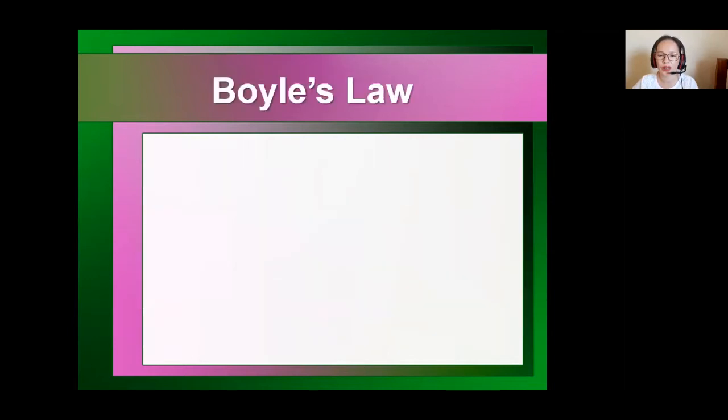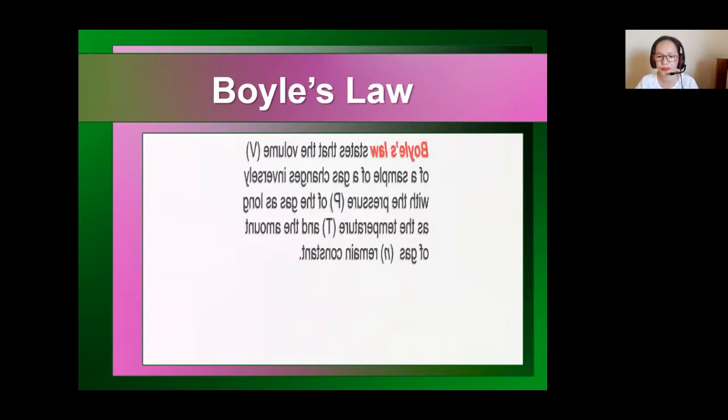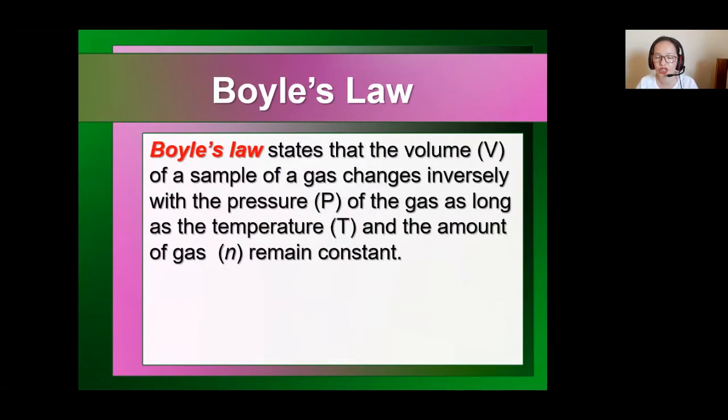The first gas law that we need to deal with is Boyle's Law. What do you know of Boyle's Law? It was Robert Boyle who identified the relationship of pressure and volume of a gas when the temperature and amount of gas are kept constant. And how did he describe the relationship of pressure and volume? It's inversely proportional. So when one is high, the other one is low, and vice versa.